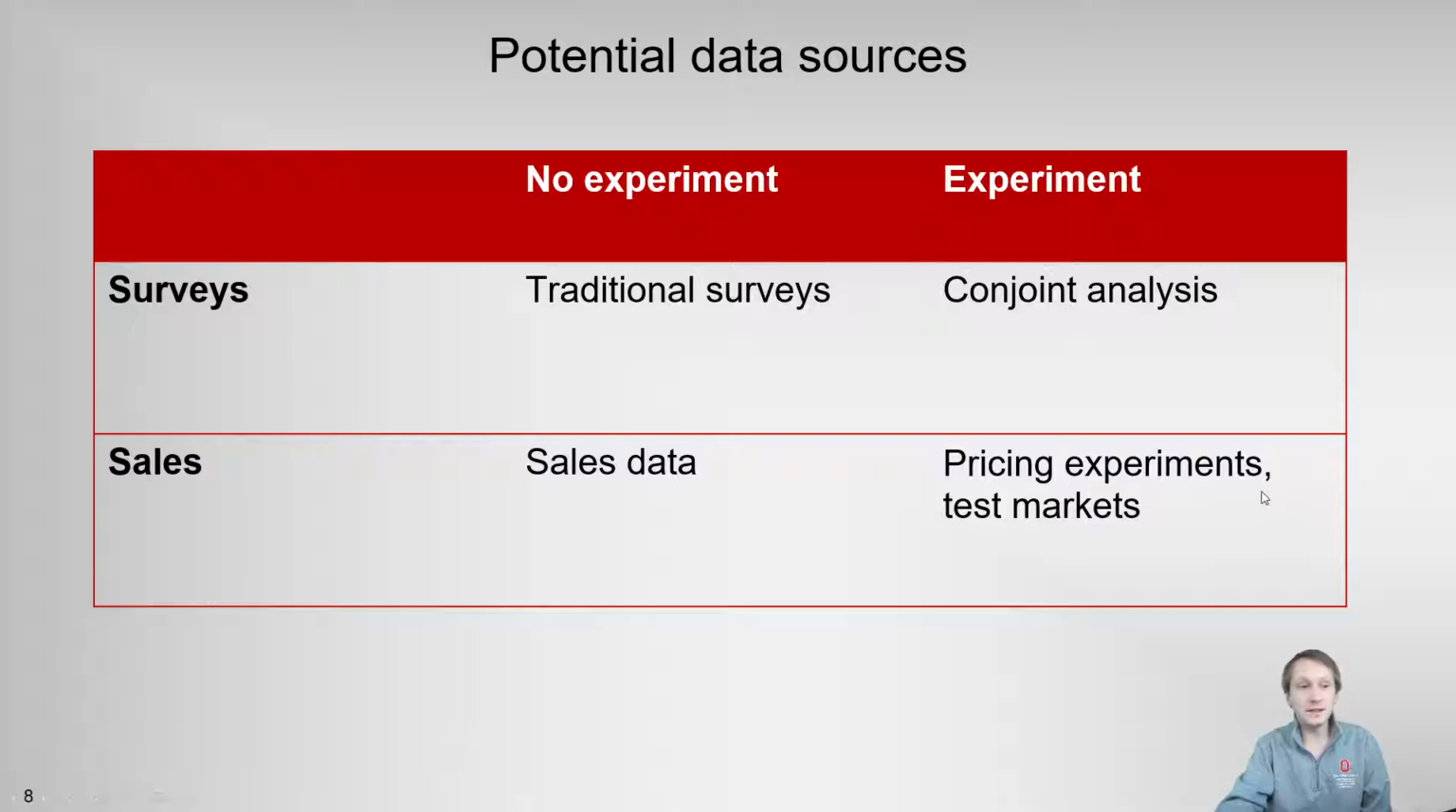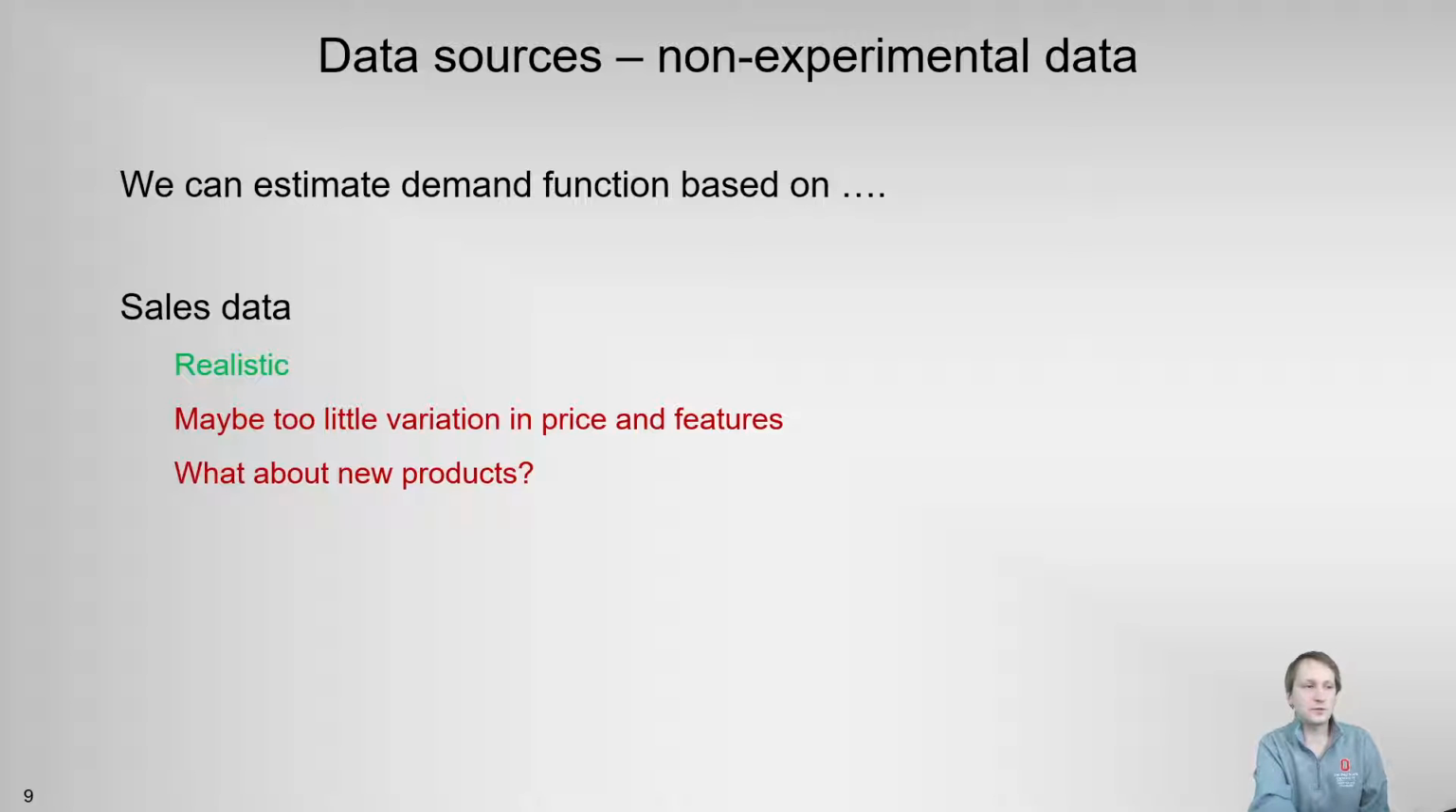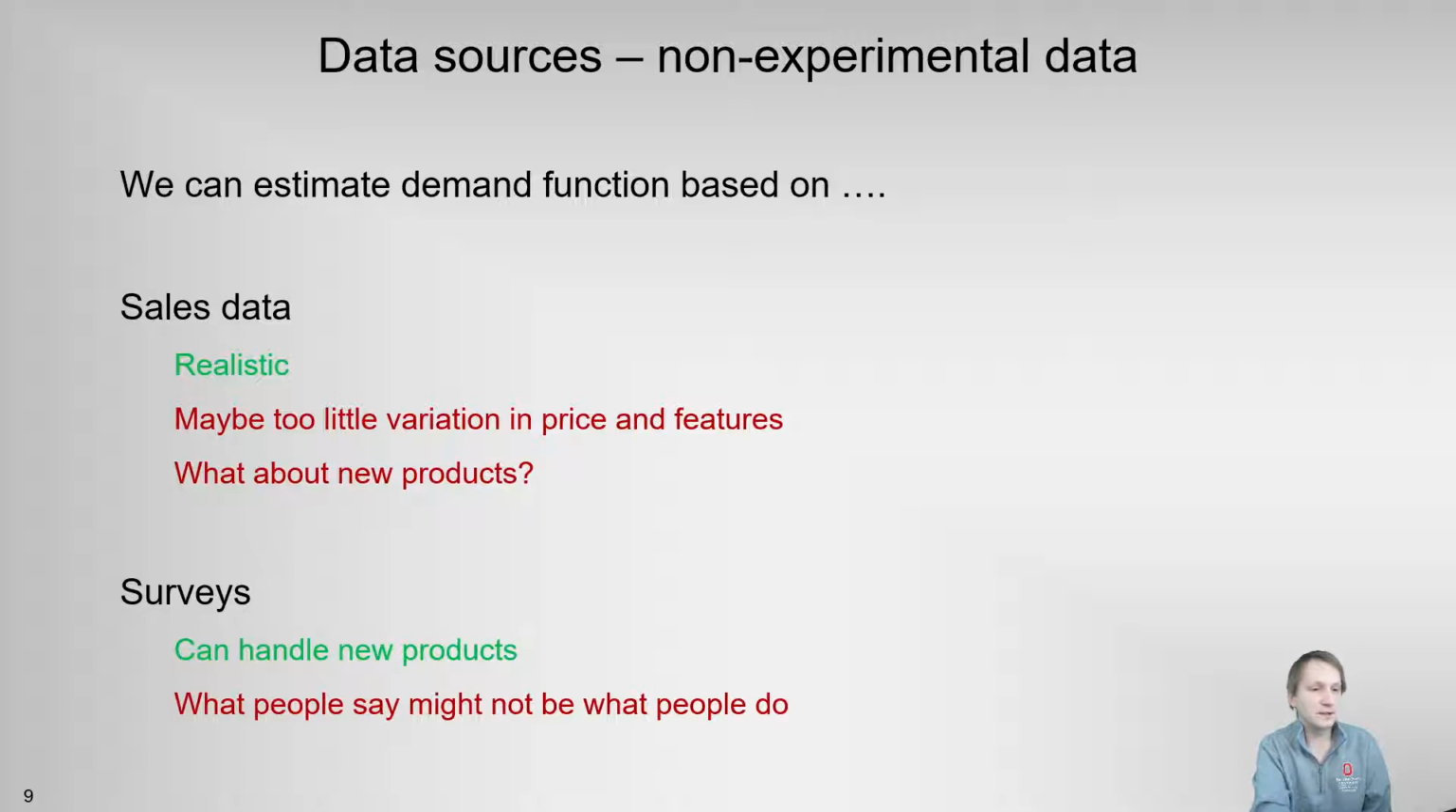And ideally you would have a field experiment or pricing experiment in a test market. Those would be actual choices and have an experiment, but of course that would be very costly. So we could discuss each of those quadrants a little bit more. Again, sales data: very realistic, but maybe too little variation in price. And again, we will have a hard time talking about new products.